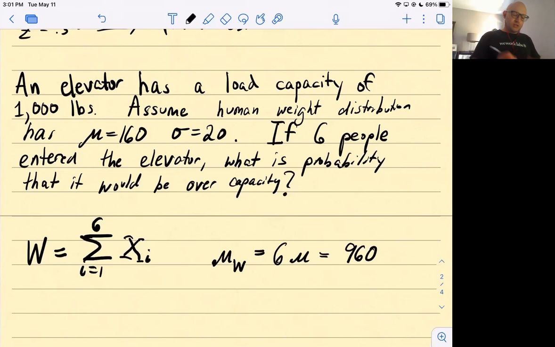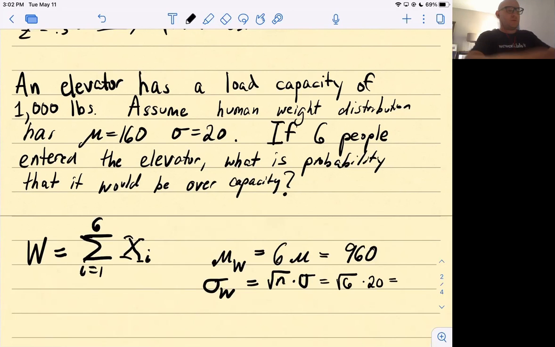But what about the standard deviation? Because in order to understand whether 1,000 is actually close to 960, is it likely to happen? We need to know what the standard deviation is for this W. So that's where sigma W comes in. If you recall, the formula for sigma W is the square root of n times the original sigma of a single person. So in this case, it's going to be the square root of 6 times 20, which I'll put in my calculator here. I got 48.9.